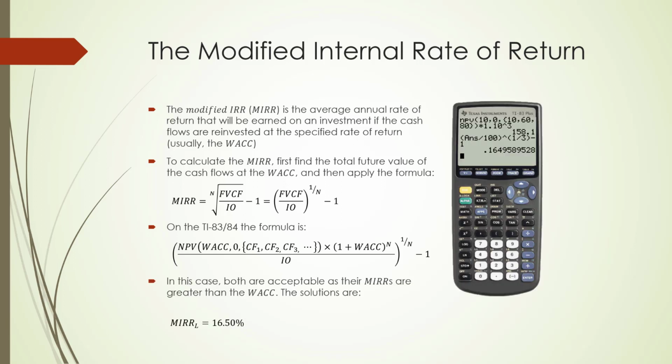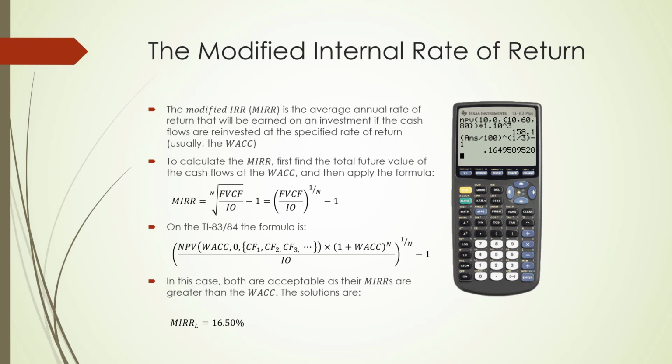So here on the calculator, you can see how I've done franchise L. The first thing is we use the NPV function with the initial outlay set to 0 to find the present value of the cash flows, and then multiply that by 1 plus the cost of capital, which is 10% here, and we raise it to the third power because franchise L is a 3-year project. That gives us a future value of 158.1. And then we take that result and we divide by the $100 initial outlay, raise that to the 1/3 power, and subtract 1, and we get 16.4958%, or we'll just round that up to 16.5.